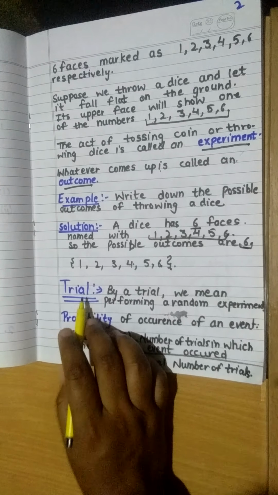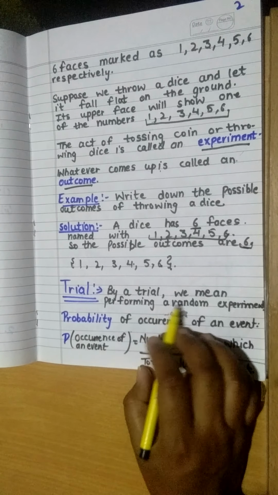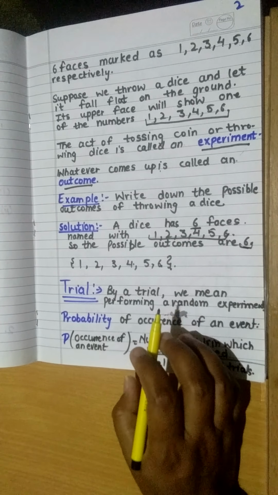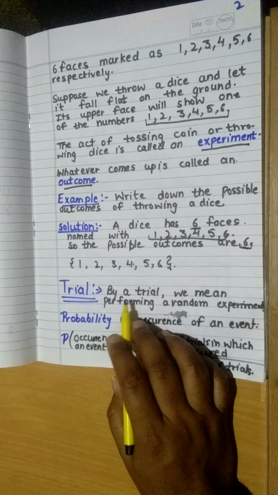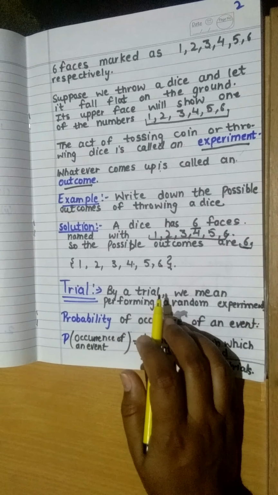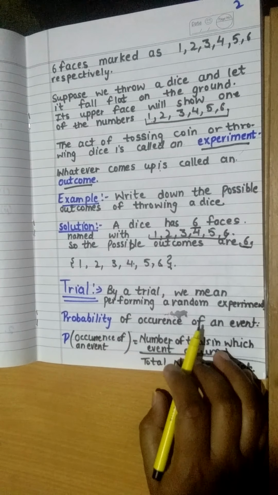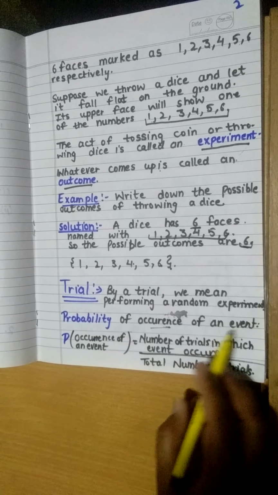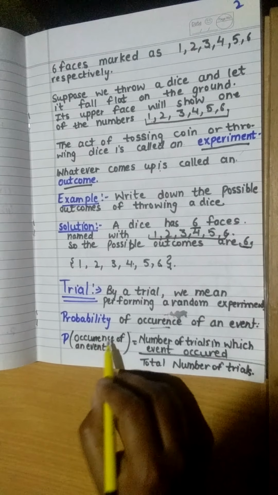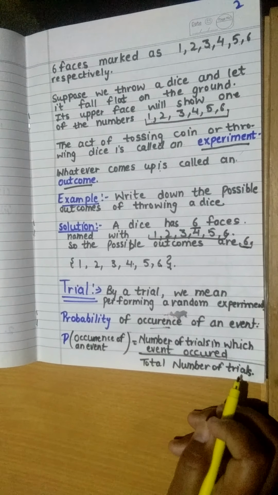Now we will discuss trial. What is a trial? By a trial we mean performing a random experiment. Means if we are performing any random experiment, that is called a trial. Means we are just trying anything. Probability of occurrence of an event is equal to the number of trials in which the event occurred upon the total number of trials.